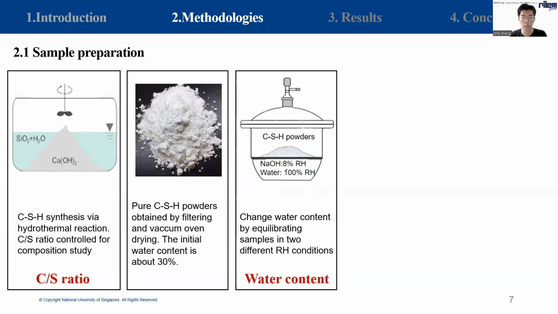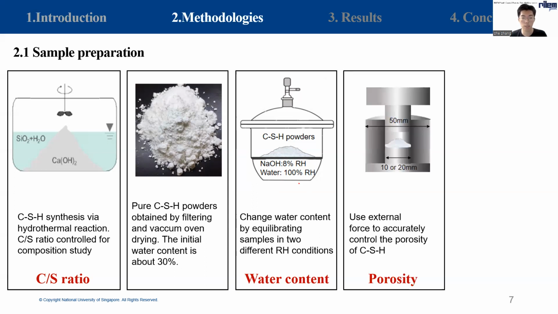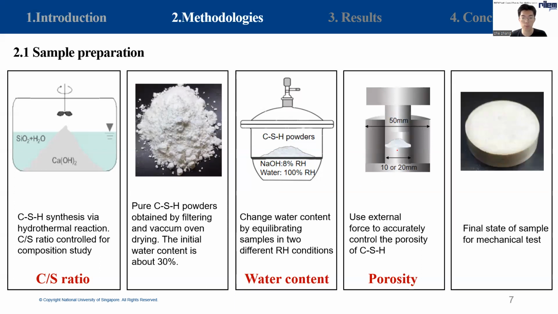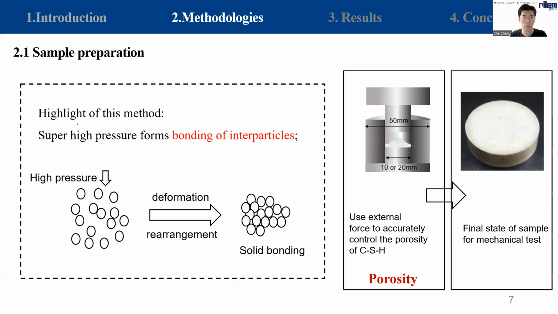Powders cured in 8% relative humidity condition have no water in gel and capillary pores, and those cured in 100% relative humidity condition are saturated in these pores. And then we use a high pressure to compact the powder into a pellet. It is worth noting that the superficial high pressure forms the bonding of interparticles and makes it possible to accurately control the porosity of the sample under different loading pressure. The obtained CSH pellets resemble the hydrated CSH.